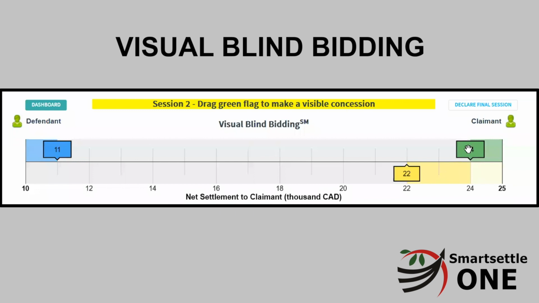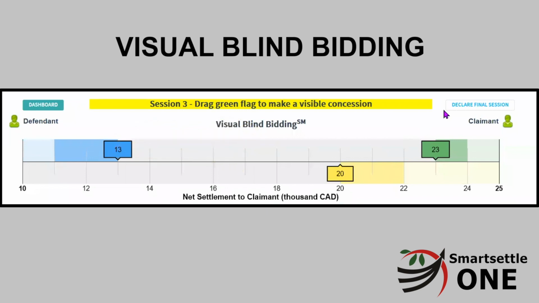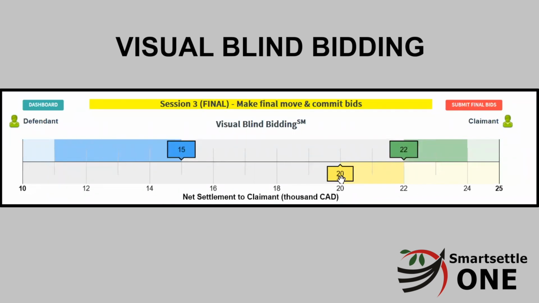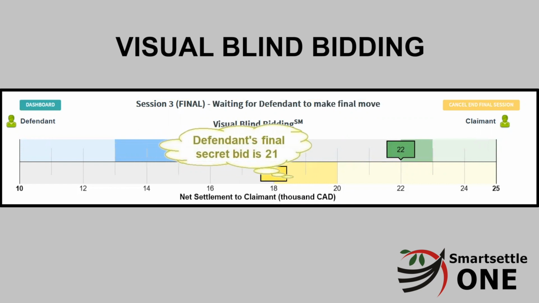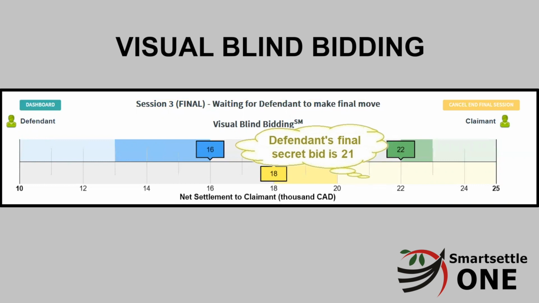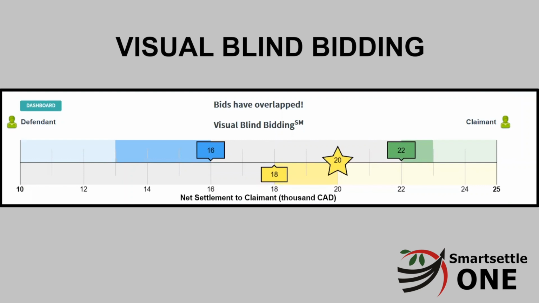In session 2, both parties make visible and secret concessions. Claimant reaches the ZOPA, but defendant is holding back. Before starting session 3, since claimant has already conceded nearly to her limit, she decides to declare final session. She then makes her final secret move to 18. Defendant is taken by surprise, but since he also intends to settle, he makes his final secret offer of 21. Now you can see that there is an overlap of $3,000. This overlap is shared fairly between the two parties, and the agreement is declared to be $20,000. We'll see shortly how that was determined.